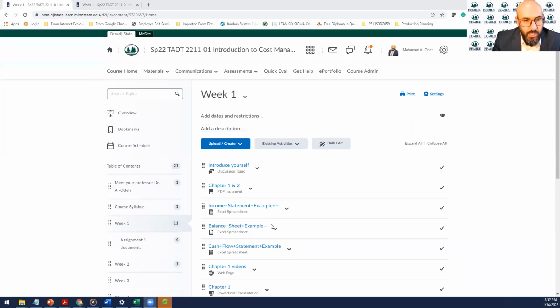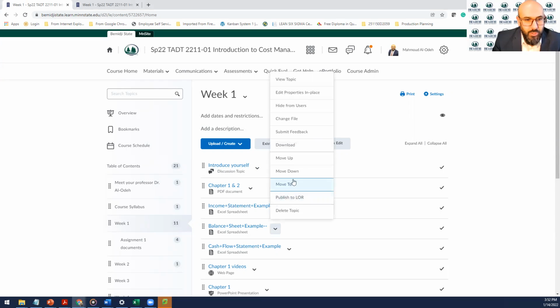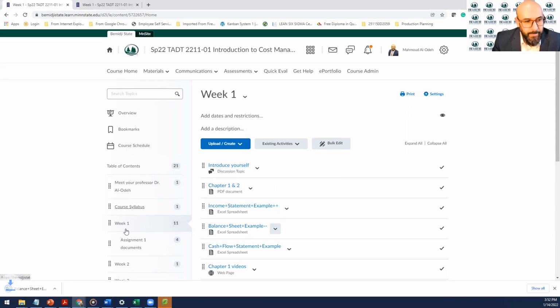All right, so I hope you guys see the D2L here. Now what I want you to do is go to the balance sheet example, click on download, and then click open that sheet. The sheet should look like this one here. I will be sharing the screen. All right, here we go.